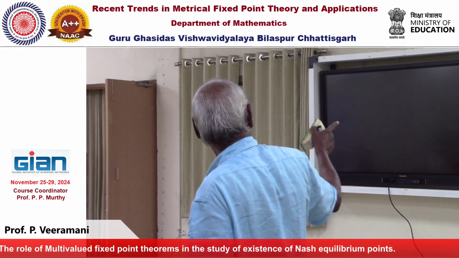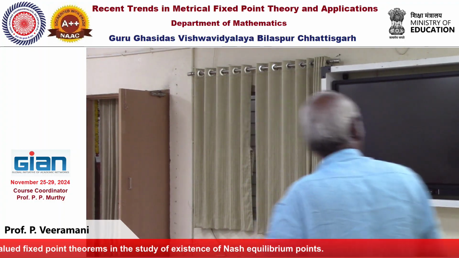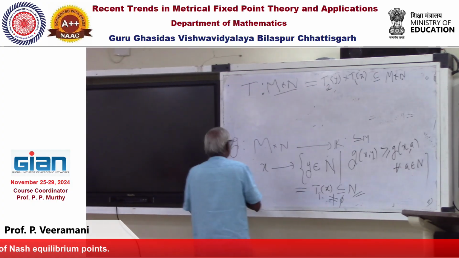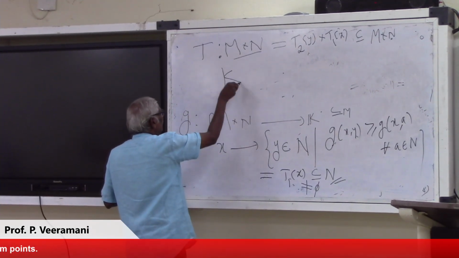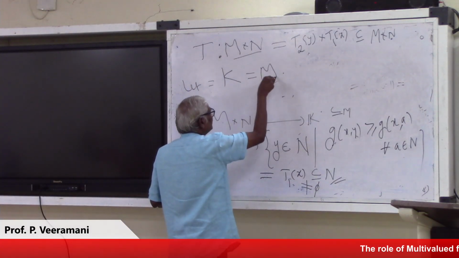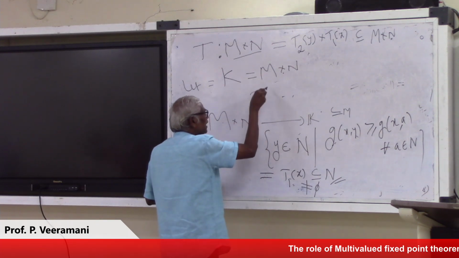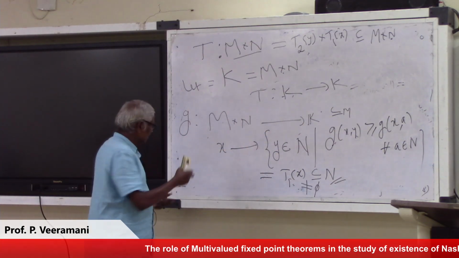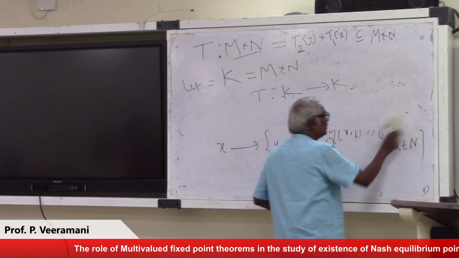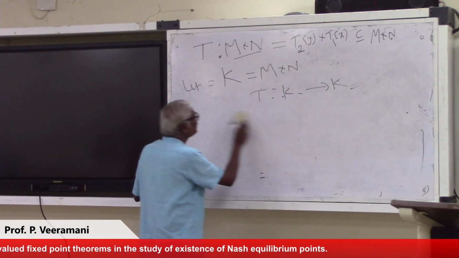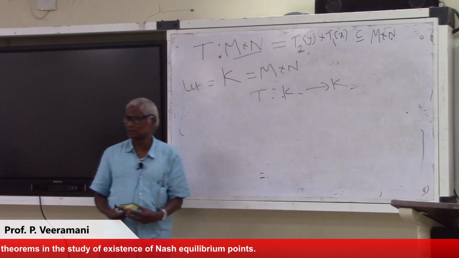That means ultimately, instead of m cross n, we let k equal to m cross n. Then T is a map from k to k, such that, now we will come back to this situation. K is a subset of m cross n.